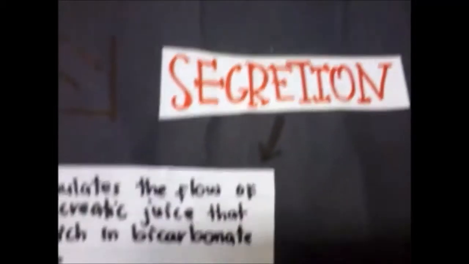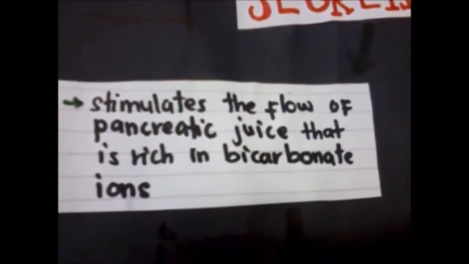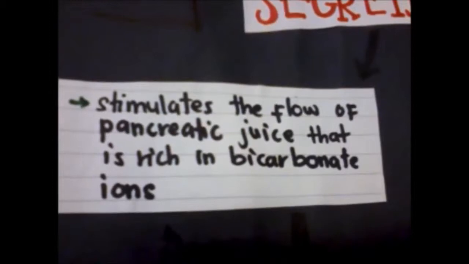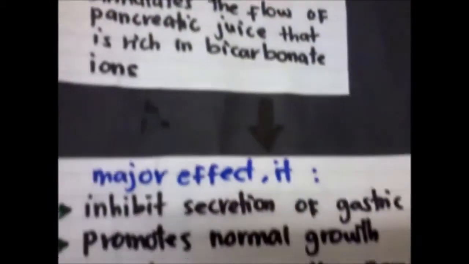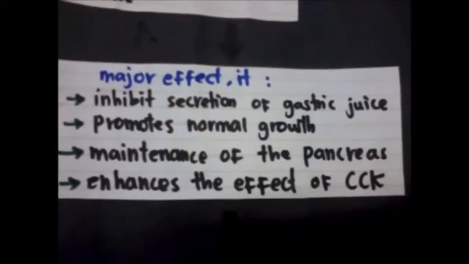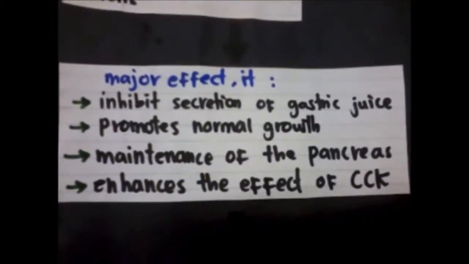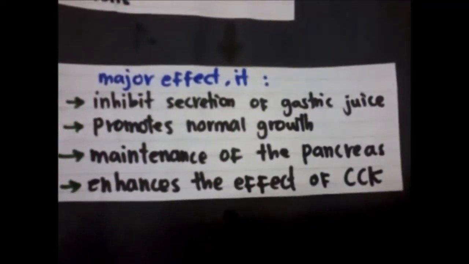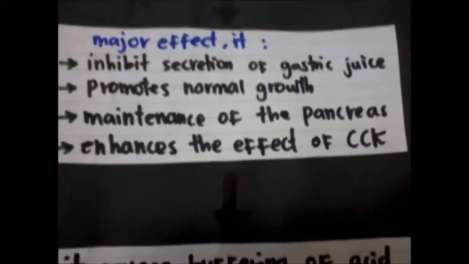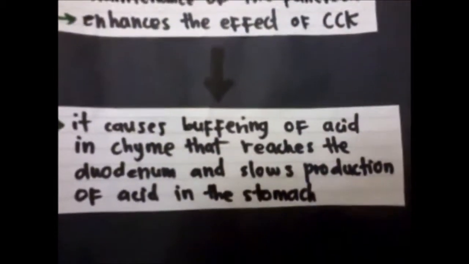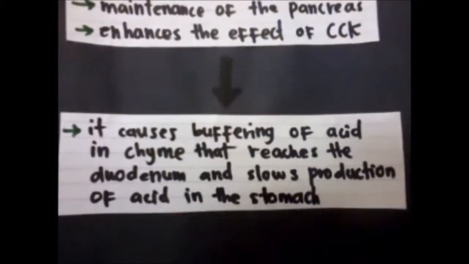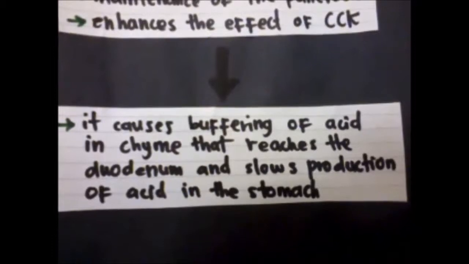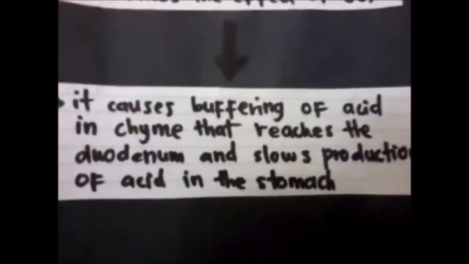The second major hormone secreted by the small intestine is secretin. It stimulates the flow of pancreatic juice that is rich in bicarbonate ions. Its major effects: it inhibits secretion of gastric juice, promotes normal growth and maintenance of the pancreas, and enhances the effect of CCK. It also causes buffering of acid in chyme that reaches the duodenum and slows production of acid in the stomach.